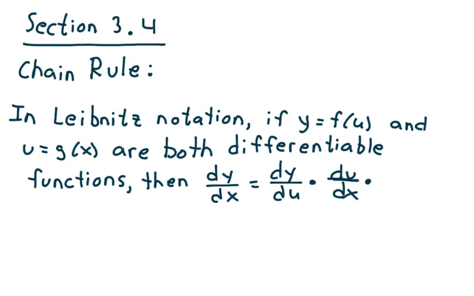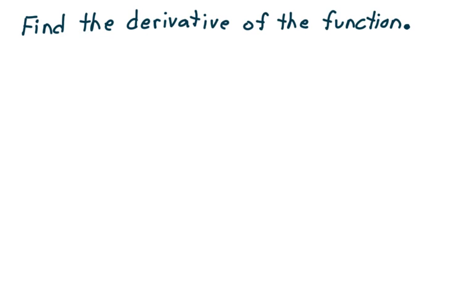And the directions here say to find the derivative of the given function. And we're going to start with problem 7. Suppose f of x is equal to 2x cubed minus 5x squared plus 4, raised to the 5th power.